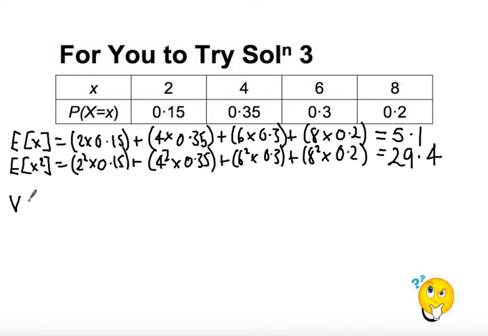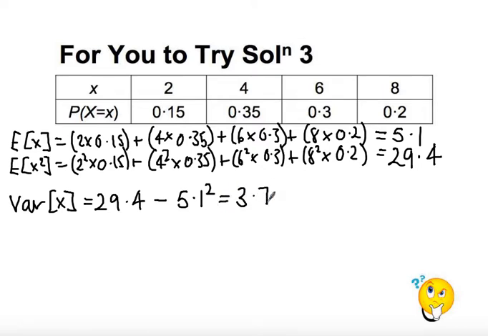Now I can calculate the variance of x. Remember that this is the expectation of x squared, so that's 29.4, take away the expectation of x, or take away the mean, which is 5.1, squared. When I carry out this, I get an answer of 3.79. Okay, finally, standard deviation is the square root of the variance, so square root of 3.79. So carry that out in my calculator, we get an answer of 1.95 to 2 decimal places.